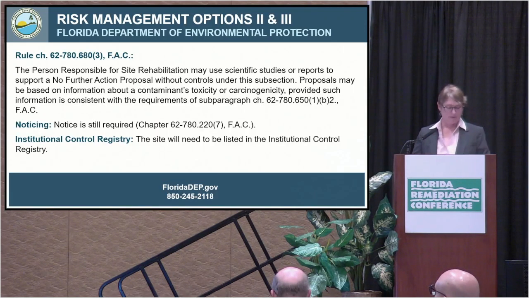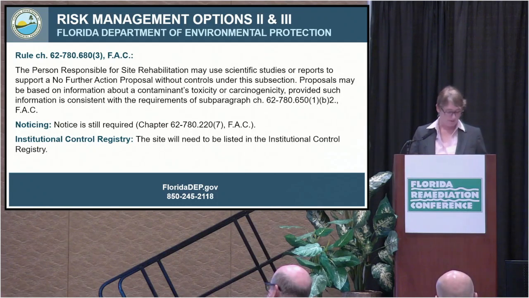So for risk management options 2 and 3, there are a lot of criteria that are similar for both of the closure options. Institutional and, if necessary, engineering controls can be implemented to mitigate the risk. Free product can be present in RMO 2 and 3 closures, but it needs to be demonstrated that the free product is either not technically feasible or cost-effective to remove, and that the free product doesn't pose a risk.